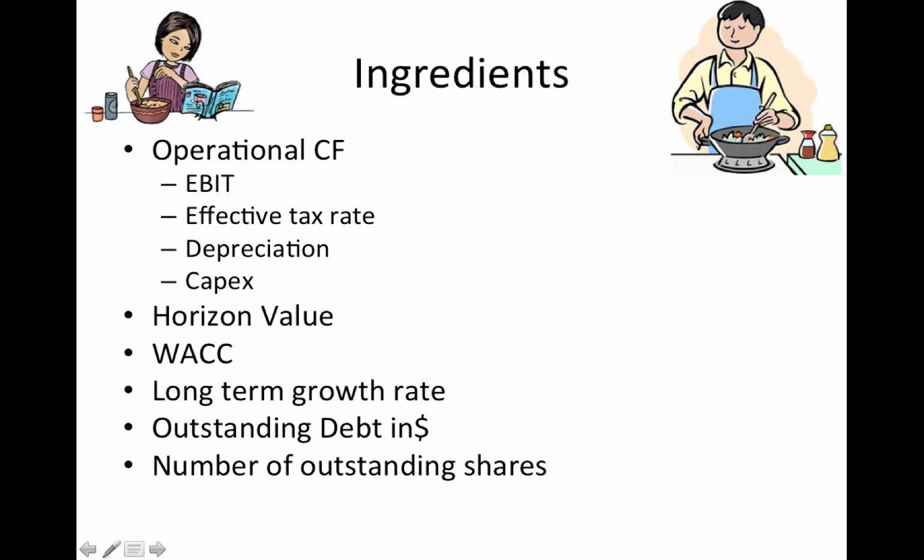So what are the ingredients that we need for this mix? Operational cash flows: we need our EBIT, the effective tax rate, the depreciation, and the capex. We need a horizon value and a WACC. This WACC is the weighted average cost of capital. We're going to spend a whole next chapter on this. For now, let's just say that this is the cost to the company of getting operating capital. This is going to be similar to the RS, but for the company. We need a long-term growth rate, the outstanding debt in dollars, and the number of outstanding shares.